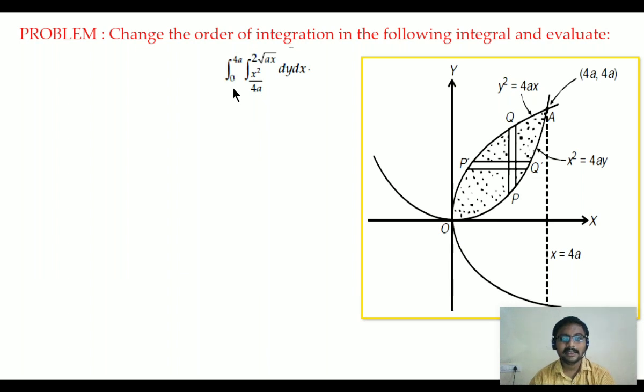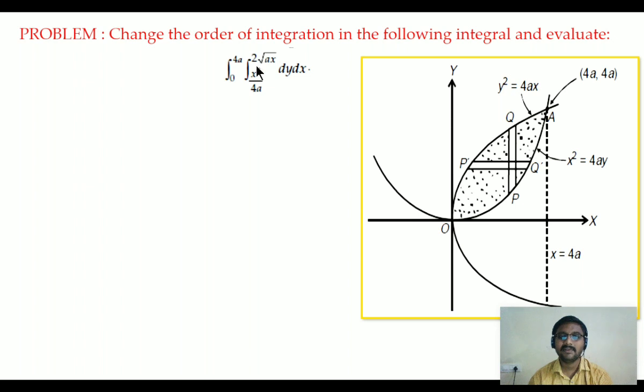Now we have the x limits. The x limit is x equal to 0, which means the y axis, and x equal to 4a means the ordinate line parallel to the y axis, which passes through the point 4a because here the x coordinate is 4a. So the line x equal to 4a must pass through the point 4a comma 4a. So it is the line x equal to 4a. This is the rough sketch of the region, drawn by taking the limits of the given double integral.